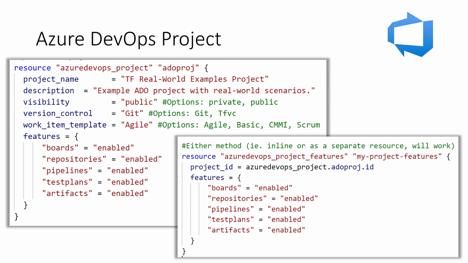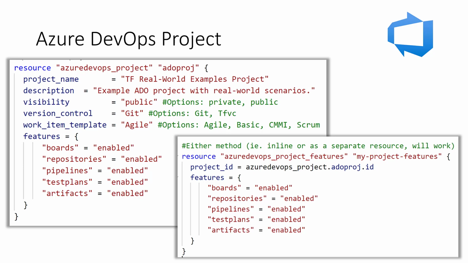Now let's get into the code. This is the code specifically for creating an Azure DevOps project. So we see in the left-hand side the project name, description, we have a visibility if we want it to be public or private, what version control mechanism we're planning on using. Git is the default. What work item template structure we want to use. Agile is the default, but we have other options we can use. And then we have the features block. This controls what is enabled or available within that project specifically. So Azure boards, the repos, the pipelines, and so forth.